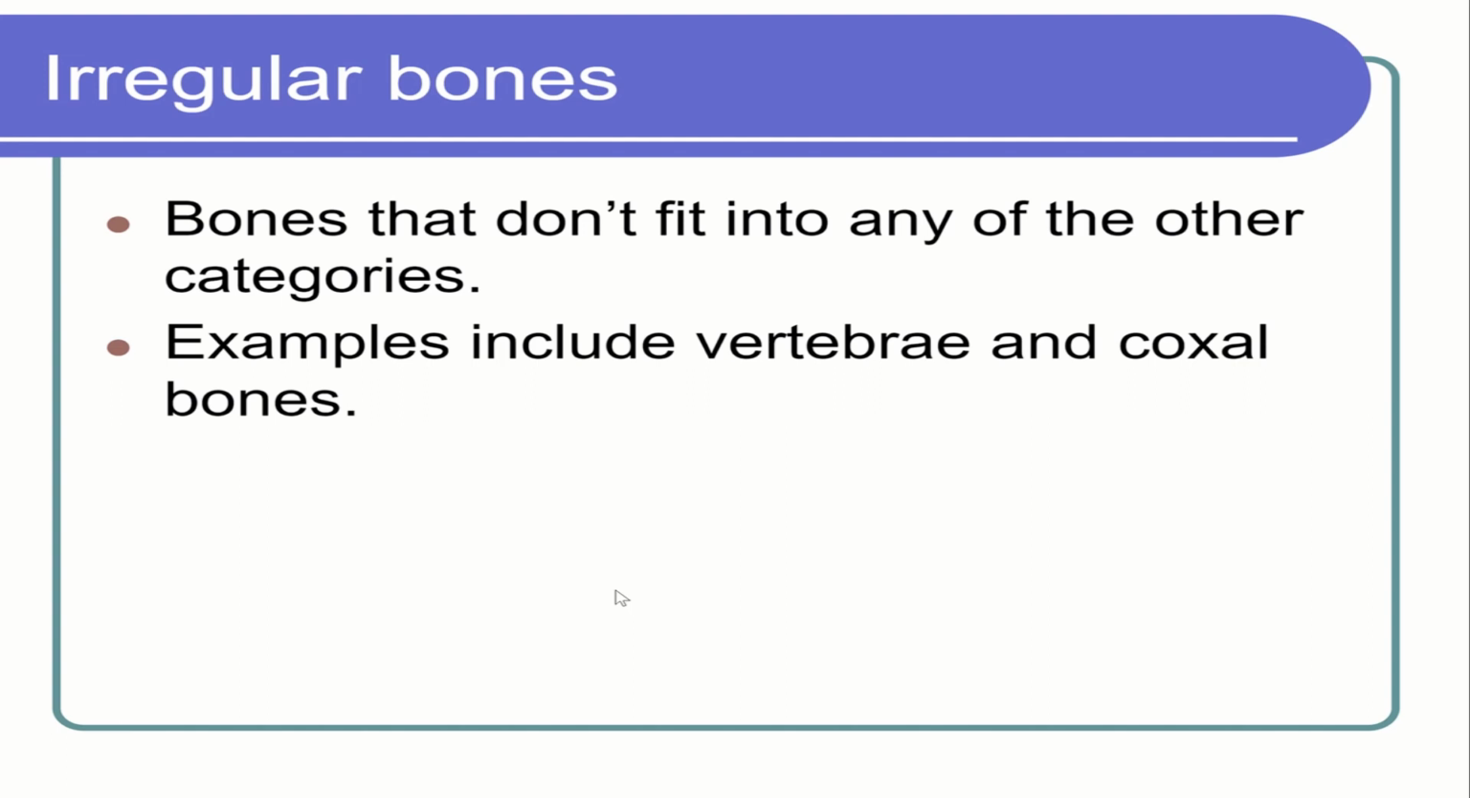Irregular bones are bones that don't fit into any of the other categories. This is just kind of a catch-all category. And these are going to be your vertebrae and your coxal bones. So that's going to be your spine. And then the coxal bones are your tailbone.